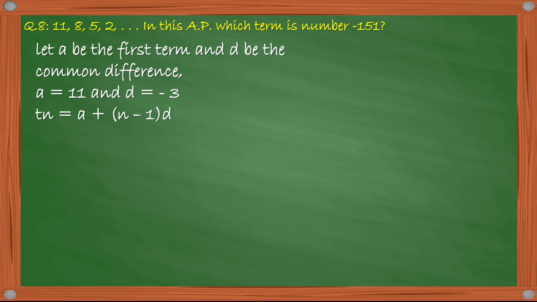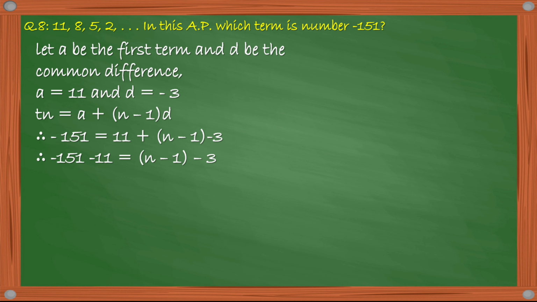So Tn equals A plus (n minus 1)D. We'll substitute the values. Your nth term is minus 151. A is 11, n we are finding, and D is minus 3. We'll take 11 on that side, it will become minus. Minus minus is plus. So 151 plus 11 is 162. The sign of the greater number is minus. So minus 162 equals (n minus 1) multiplied by minus 3.